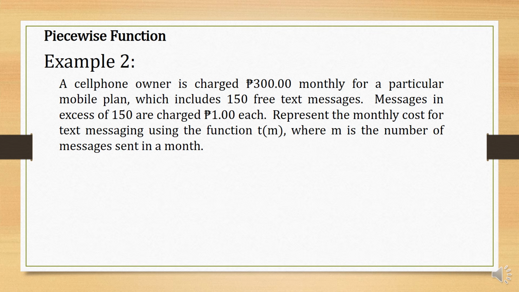Example number 2. A cell phone owner is charged 300 pesos monthly for a particular mobile plan, which includes 150 free text messages. Messages in excess of 150 are charged 1 peso each. Represent the monthly cost for text messaging using the function T of M, where M is the number of messages sent in a month.